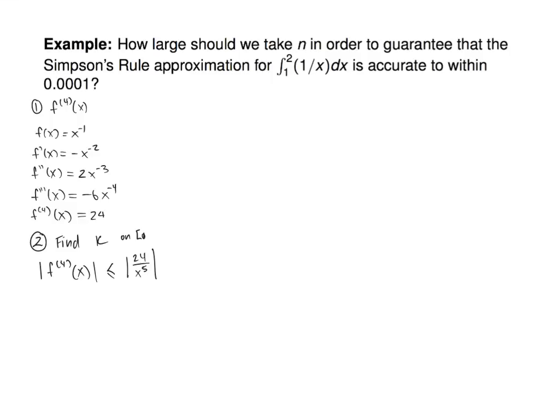So where is that thing going to be biggest? At 1 or 2 or somewhere in the middle? It's biggest at 1, right? Would you buy that? It still has that same general structure as the x cubed graph has, right? So this is less than or equal to 24 over 1 to the fifth, which is 24. So that's what we're going to take to be K. K is going to be 24.